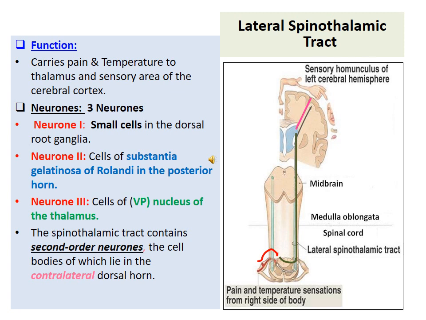From here they reach the thalamus. In the thalamus, the third order neurons arise in the ventroposterolateral nucleus, the VPL nucleus of the thalamus, and from here the third order neurons traverse through the posterior limb of the internal capsule and corona radiata to the somatosensory area of the cortex.